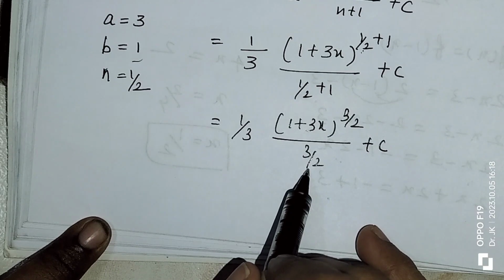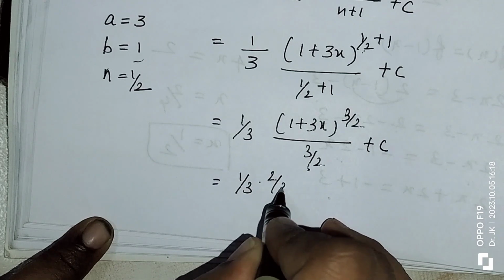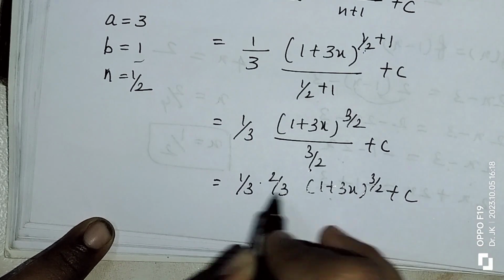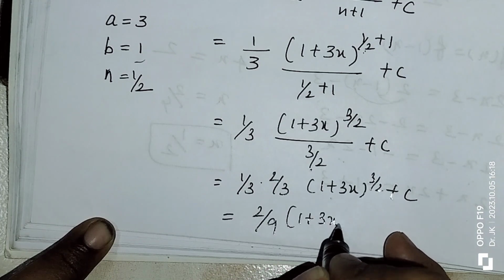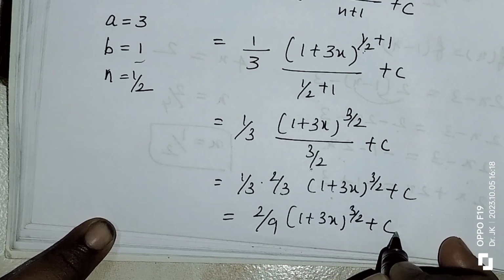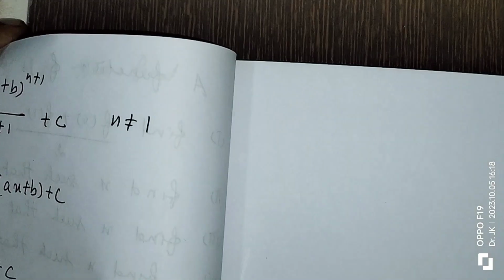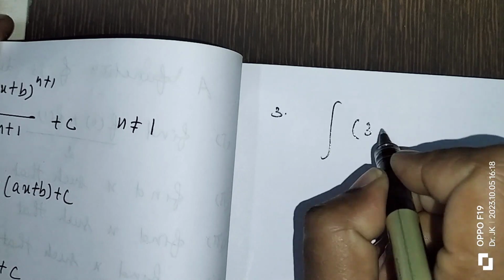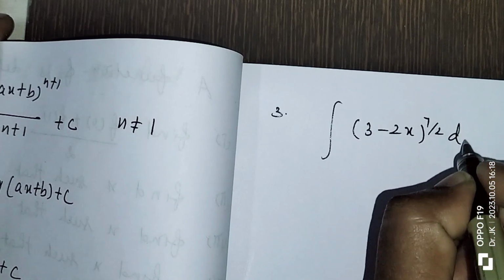Here, what is the reciprocal of this one? 2 by 3. So that will be 1 by 3 into 2 by 3 into (1 plus 3x) whole power 3 by 2 plus c, which is equal to 2 by 9 into (1 plus 3x) whole power 3 by 2 plus c. Okay, so this is the answer of this question. And then the third one. What is the third one? Here we can take integral of (3 minus 2x) whole power 7 by 2 into dx.